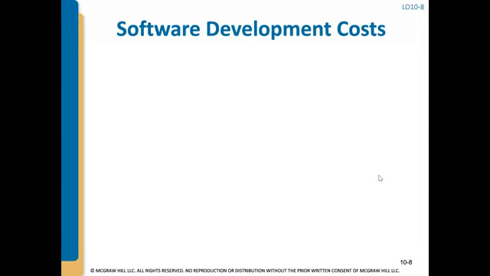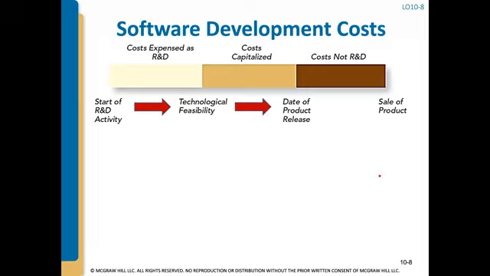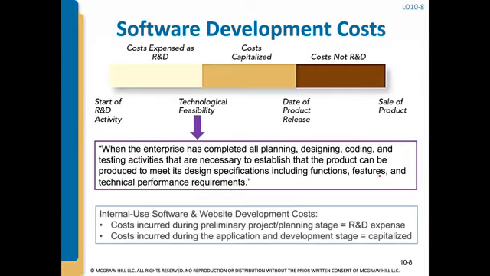Let's talk about software development costs. Software development costs are costs that are incurred to develop software for companies. And really quick, when we start testing to see if this is even possible, all those expenses up to the point where a company reaches technological feasibility, which is a subjective term, but they determine that now we think this software is actually feasible, up to that point, you expense all costs incurred with that development as research and development.